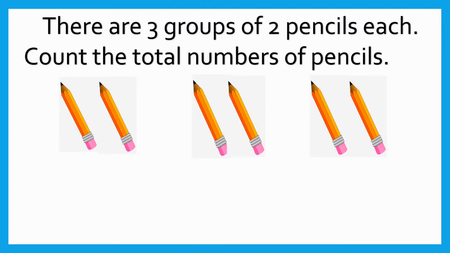Now we can see another sum. There are 3 groups of 2 pencils each. Count the total number of pencils. So children, we see here 2 pencils, add more 2 pencils, add more 2 pencils. So we get 6 pencils. Now we can say that 3 into 2 is equal to 6.